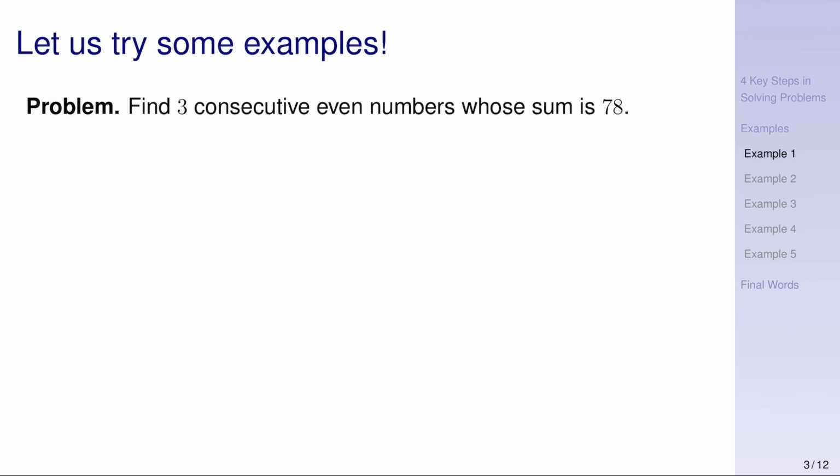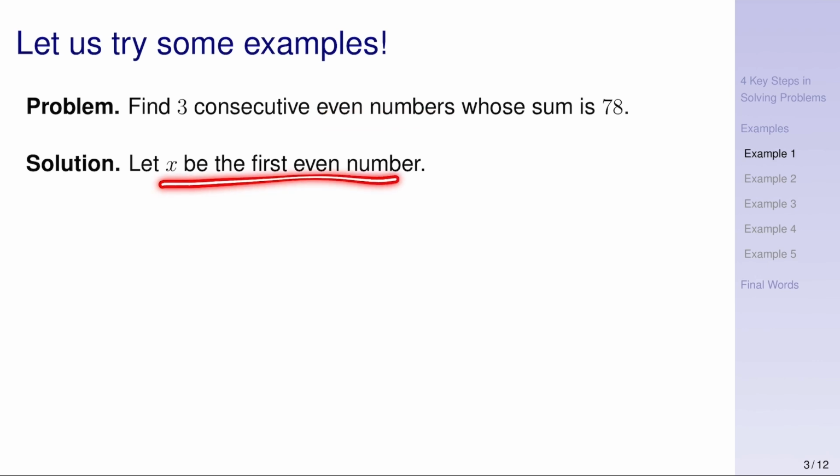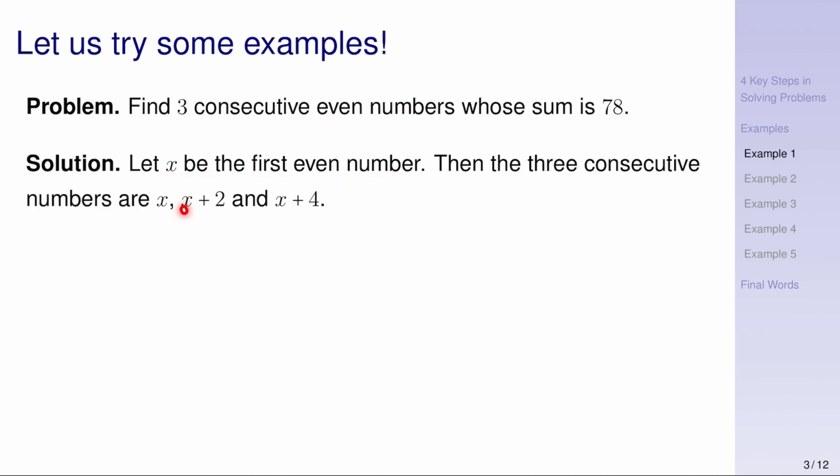First, our goal is to find 3 consecutive even numbers whose sum is 78. So here, we first identify the quantities that are involved in our problem. Mainly, we are dealing with 3 consecutive even numbers. Let's try to name these. We begin by letting x be the first even number. From here, we can obtain the 2 more consecutive even numbers. Just recall that even numbers are separated by 2, which means that the 3 consecutive even numbers, provided that x is the first even number, are given by x, x plus 2, and x plus 2 plus 2, or x plus 4.